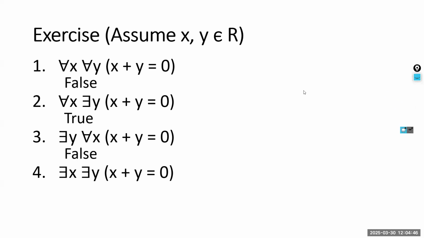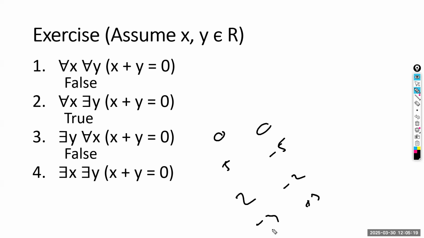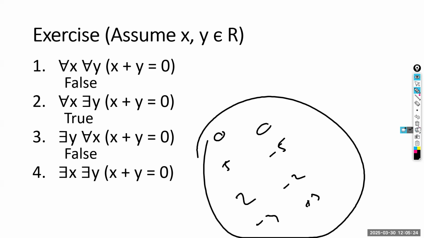What about the last one? True or false? True. That is obvious, right? That means you must find at least one xy value pair. You can write 0 and 0, 5 and -5, 2 and -2, -3 and +3. So you need just one pair, but you have an infinite number of pairs.